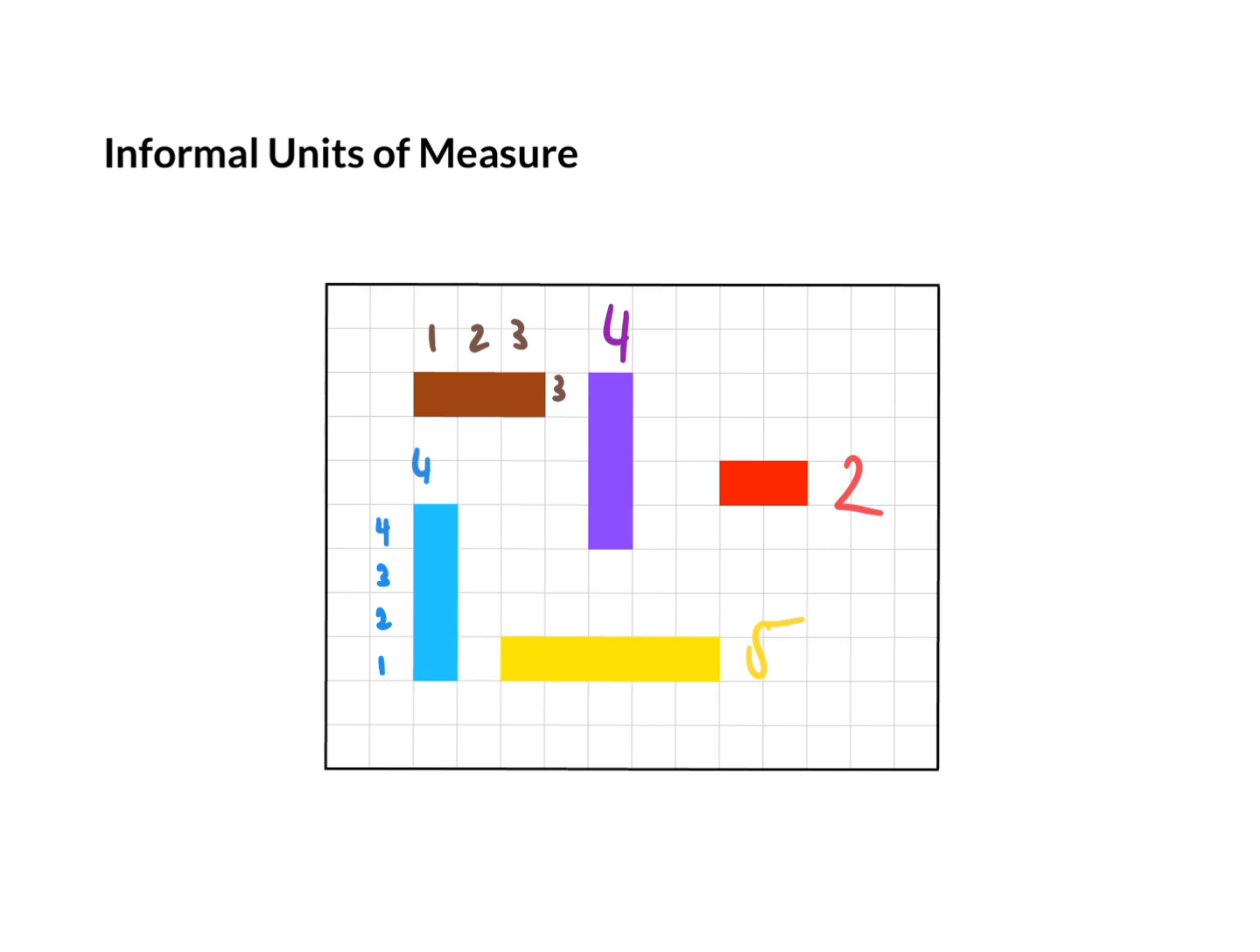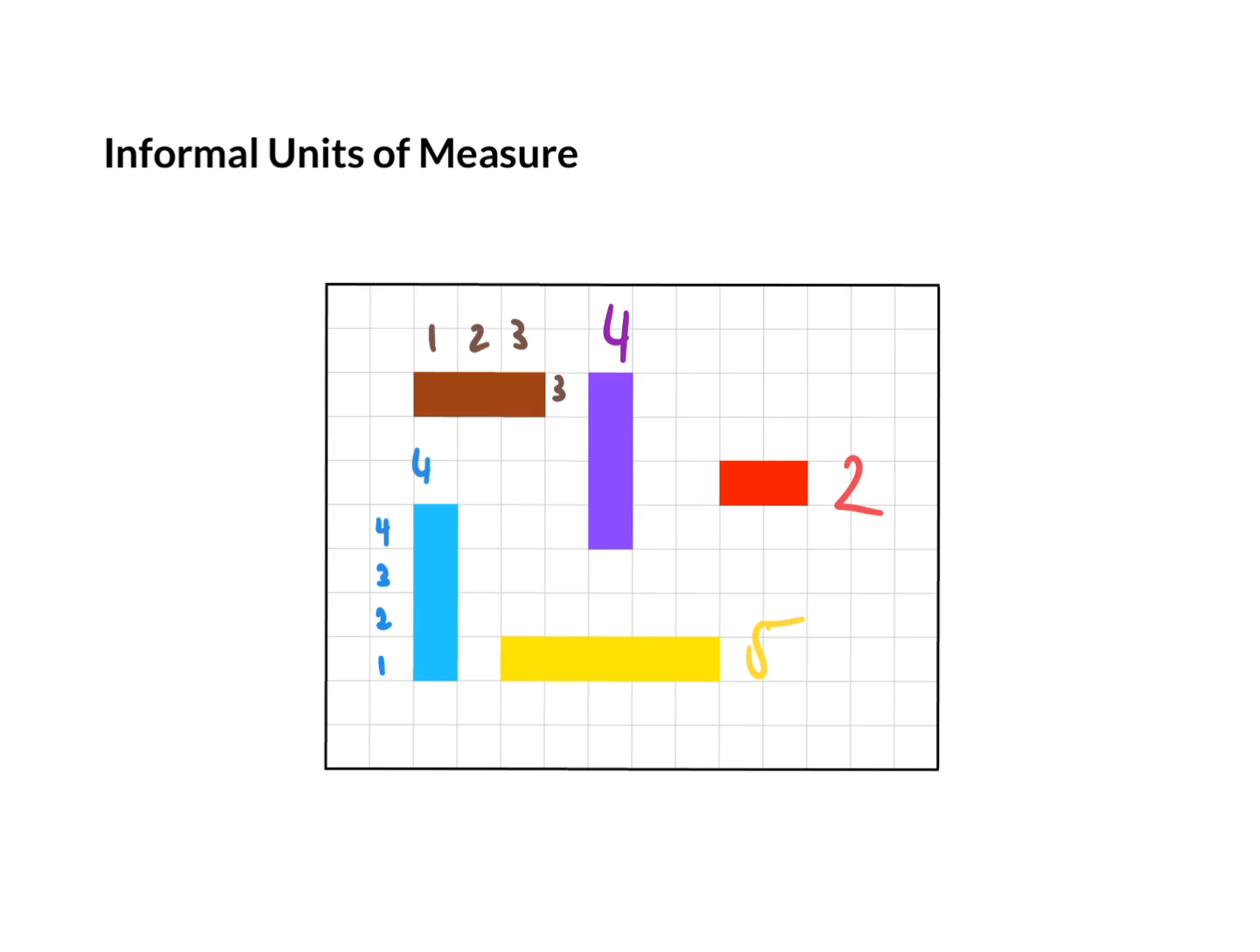If we were to compare the length of each line using informal units, such as the square grid overlay, we can see that the light blue line is 4 units long and the brown line is 3 units long, meaning the blue line is 1 unit more in length, or 1 unit longer, than the brown line. And the blue line is double the length of the red line.